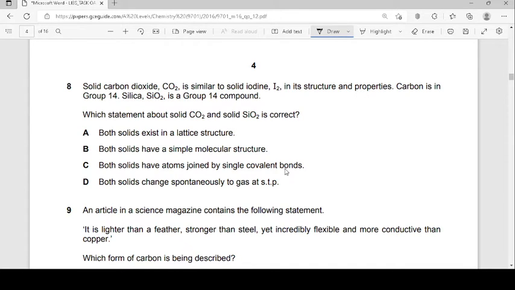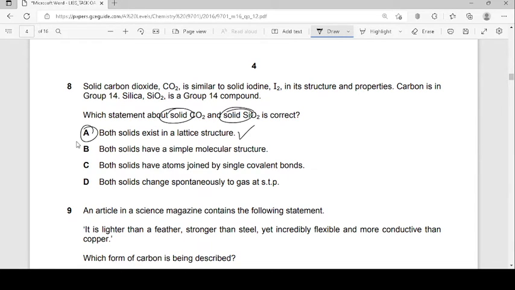Let's see. Both solids exist in a lattice structure. Well, they're solids after all, so obviously they exist in lattice structures. My answer is A, done. But let's just check the other options as well. Both solids have a simple molecular structure. No, they don't, because solid SiO2 is a giant covalent macromolecule, isn't it?